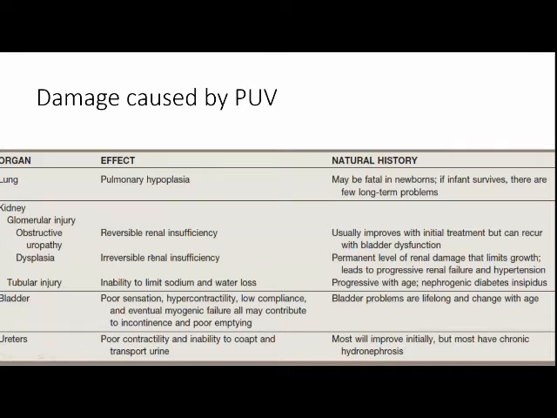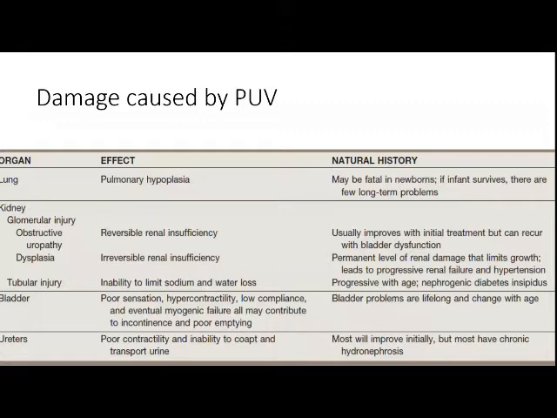If the infant survives, in the kidney there will be gradual progressive glomerular injury with obstructive uropathy. The effect will be reversible renal insufficiency if you release it, and it usually improves with initial treatment but can recur with bladder dysfunction as the natural history goes, after relief of the obstruction. Dysplasia of the kidney occurs with chronic obstructive uropathy, and irreversible renal insufficiency occurs. In the natural history of PUV, if dysplasia is there, there is permanent renal damage, limiting growth and leading to progressive renal failure, and hypertension occurs chronically. Tubular injury also occurs with the PUV.